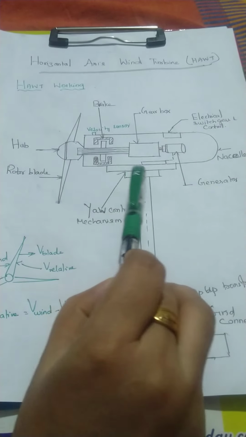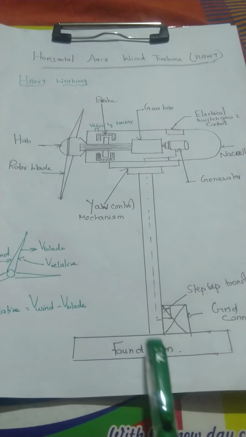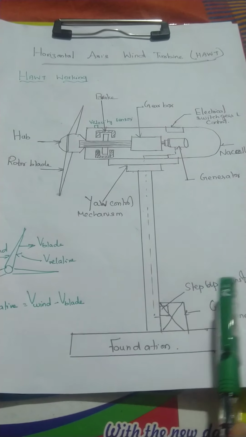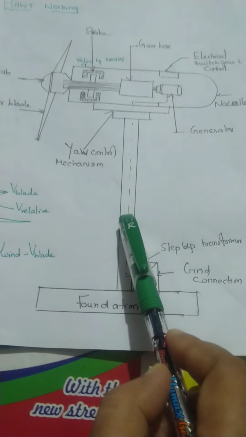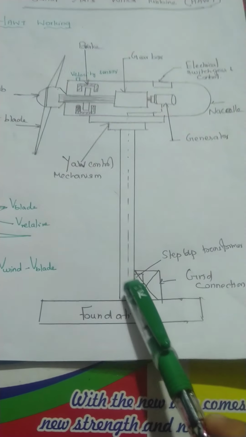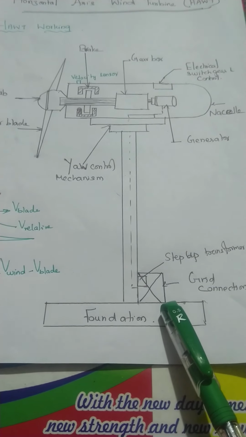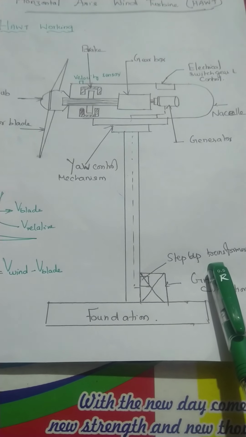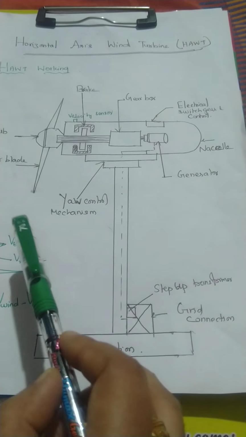Consequently, the electricity is passed through the cables towards the base, where a step-up transformer is situated. Usually the electricity generated is at very low voltage, so we install a step-up transformer to increase the voltage before transmitting to the grid.